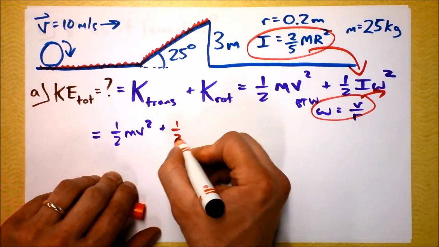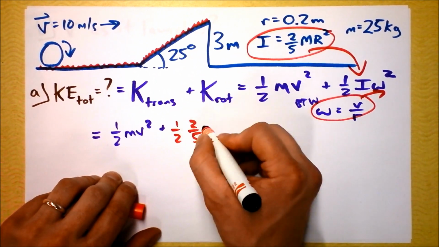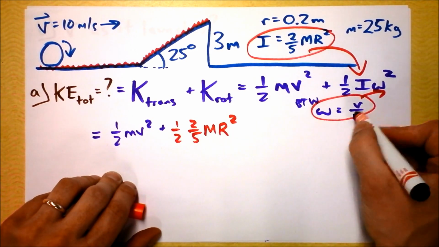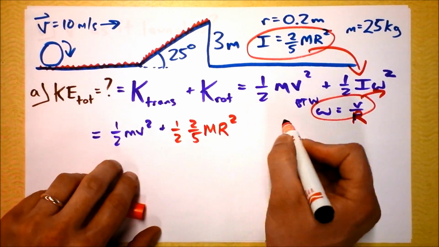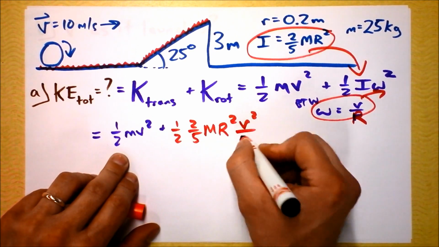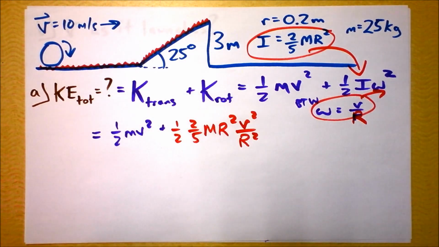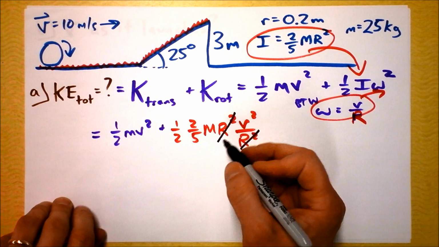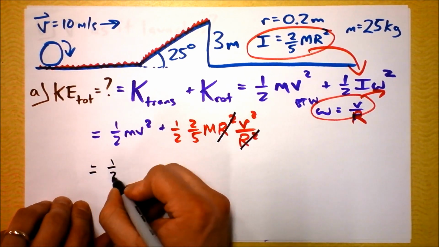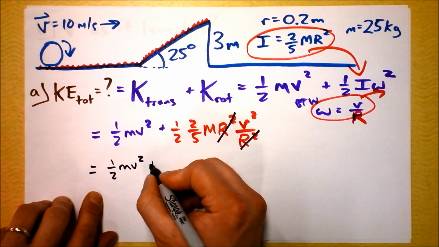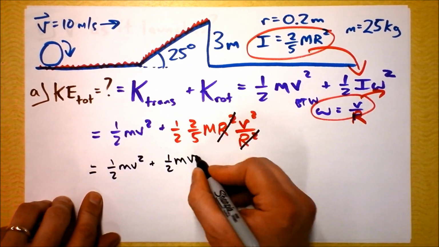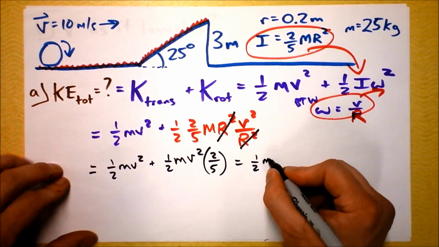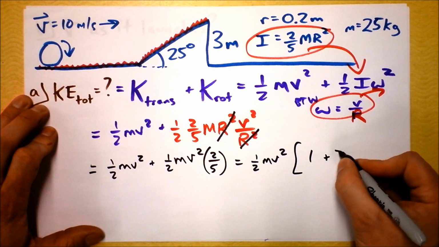Here I go, 1/2 times 2/5 m r squared, oh, capital R, lowercase r, well, let's just use a capital R right there. And then instead of omega squared, I'm going to write v squared over r squared. Some stuff cancels. And on the next line, look, it says 1/2 mv squared plus 1/2 mv squared multiplied by 2/5. That's pretty awesome. What if I just factor out the 1/2 mv squared and say 1 plus 2/5?